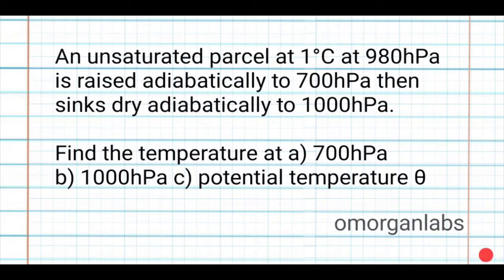We have an unsaturated parcel at 1 degree at 980 hectopascals. It's raised adiabatically to 700 hectopascals, then sinks dry adiabatically to 1000 hectopascals. So you have a patch of air that's moving up and down in the atmosphere, and the altitude is basically your pressure. Okay? We want to find the temperature at A, 700 hectopascals, B, 1000 hectopascals, and C, potential temperature theta.